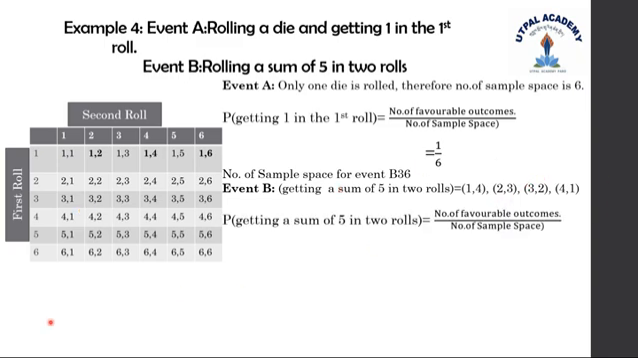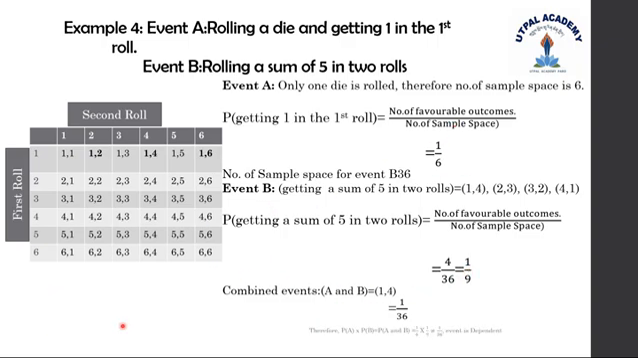Now let us check it out. Getting a sum of 5 in 2 rolls, we already know the formula, so 4 over 36. So if you see the combined event, what does the combined event say? Rolling a die, getting 1 and sum of 5. In the first roll you have to get 1, and in the second roll you have to get a sum of 5. So 1 and 4, which means here you'll get 1 over 36 as a combined event. As separate events we got 1 over 9 and 1 over 6.